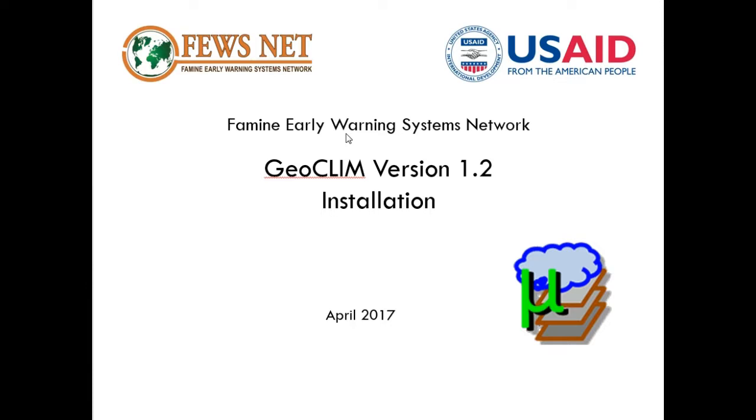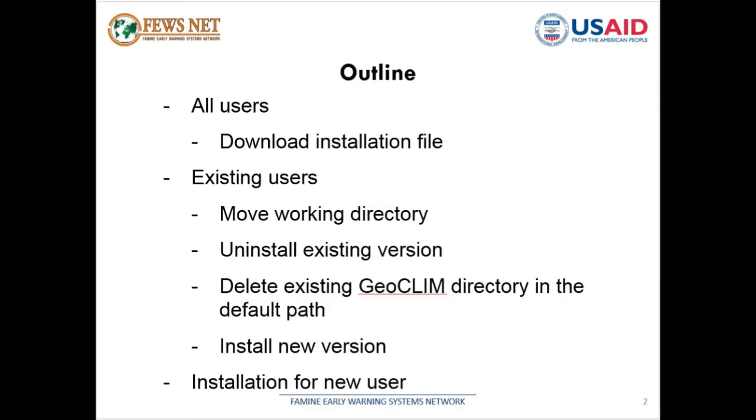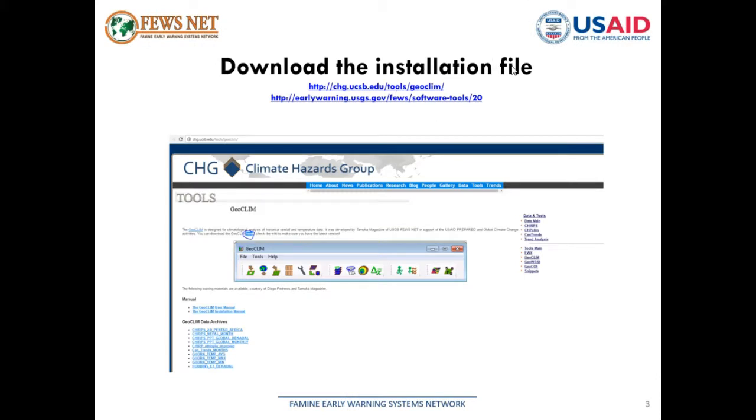In this video, we're going to cover the installation of the GeoCLIM version 1.2. The first thing is that all users have to download the installation file. Then for existing users, you're going to have to move your working directory into a new location and uninstall the existing version, and then delete the existing GeoCLIM directory in the default path. We're going to cover all that and then install the new version. Then we're going to see how the new users would have to install the new version too.